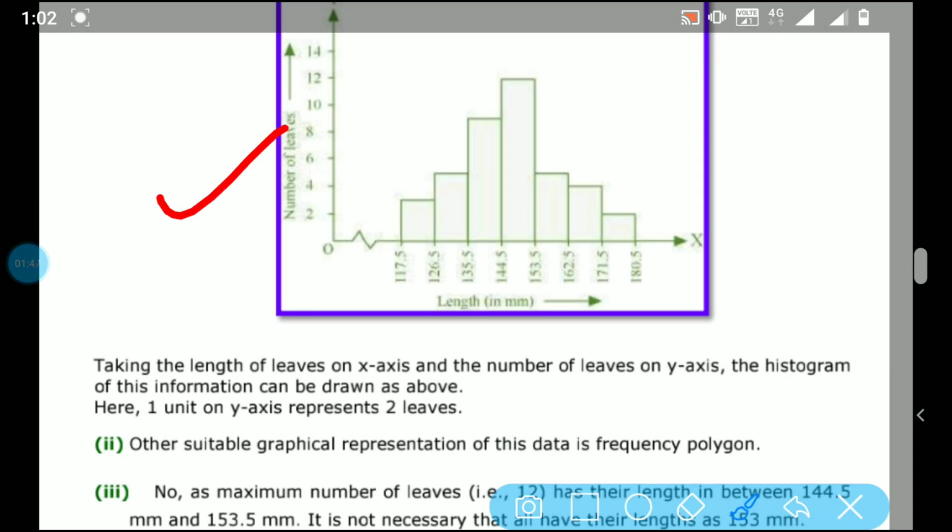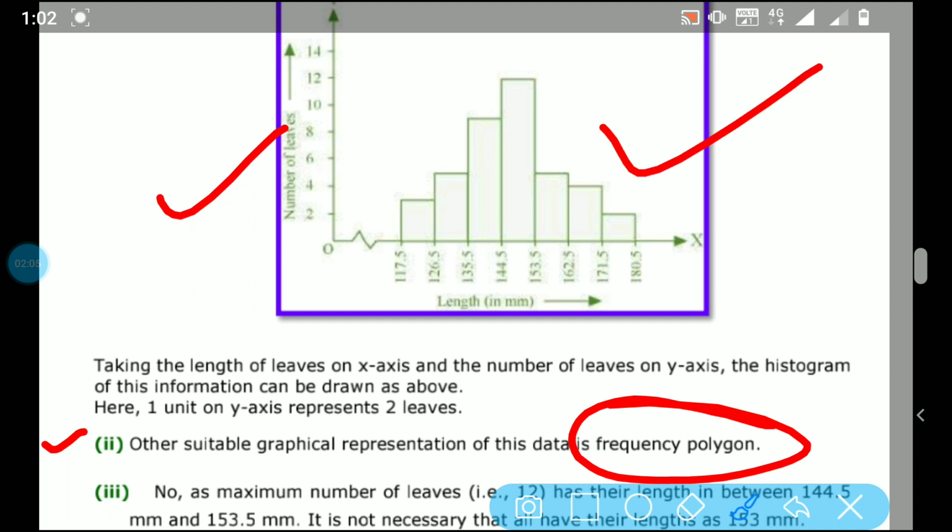Representation of the question in histogram form. And the second answer: another suitable graphical representation of this data is the frequency polygon. Wherever we can draw the histogram, we can represent the frequency polygon also. So this data we can represent in frequency polygon form also. Okay, so hope you understood.